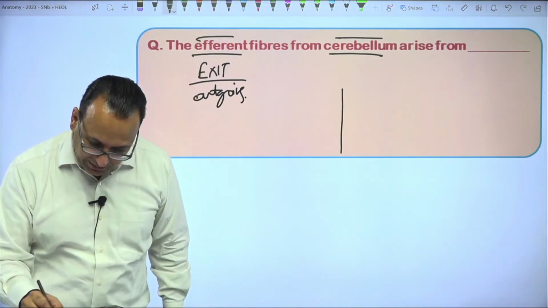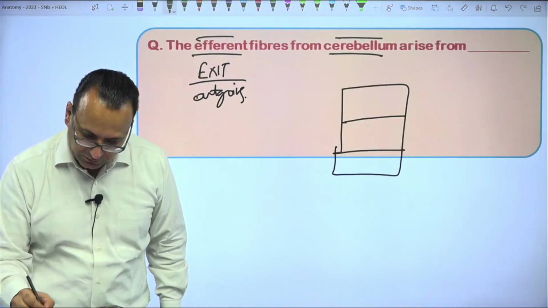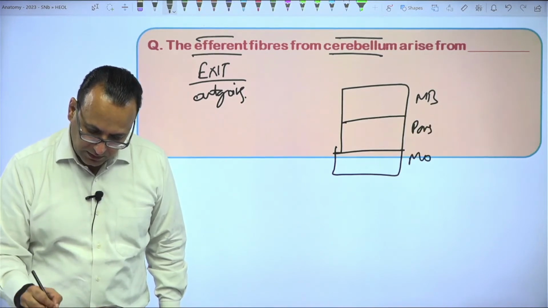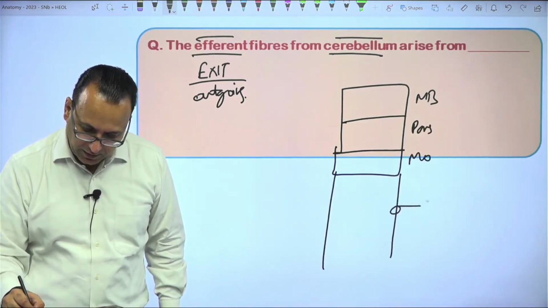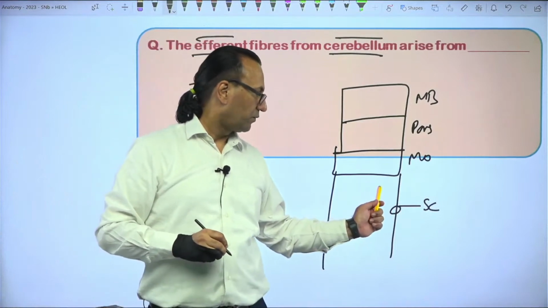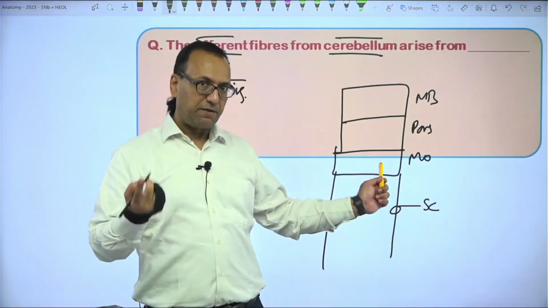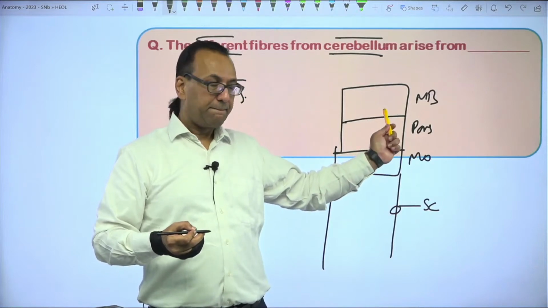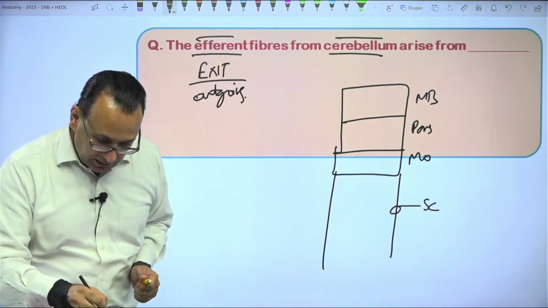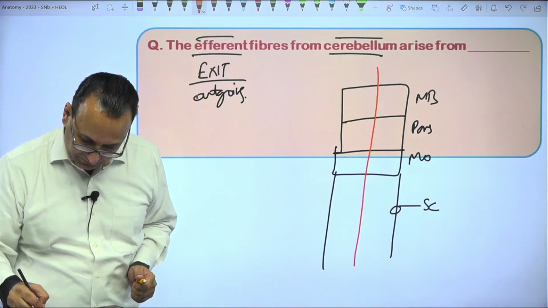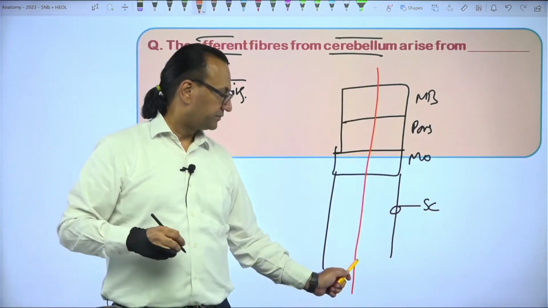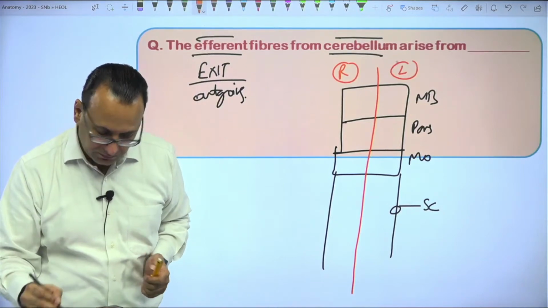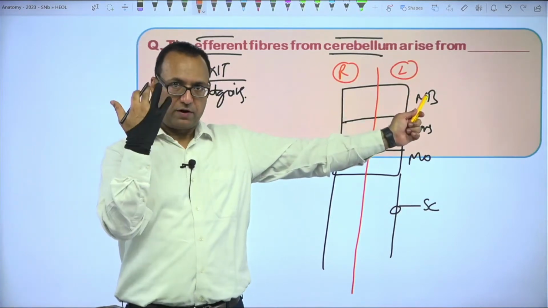Say this is the brain stem, 3 parts: midbrain, pons, medulla oblongata. Below this will be spinal cord. This is the midline of the body, looking from the front view. So, this is right side, this is left side, looking from front view.